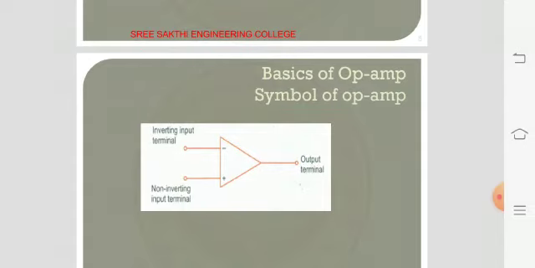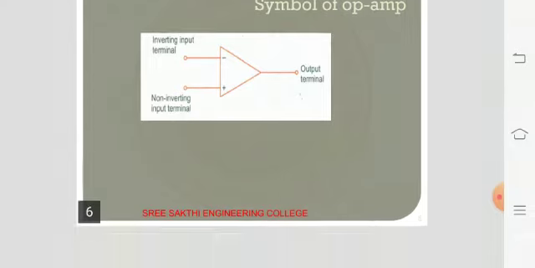Next one, basics of op amp and its symbol. Already I have told that in an op amp we have two input terminals, one is inverting and another one is non-inverting. We have one more terminal, called the output terminal. If we give the input to the inverting input, the output will be 180 degrees out of phase with the input. If we give the input to the non-inverting terminal, there won't be any phase change. Whatever input we give, the same is obtained at the output without any phase difference.